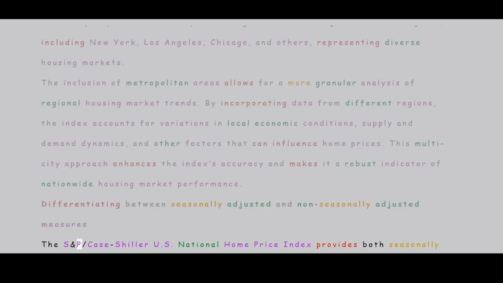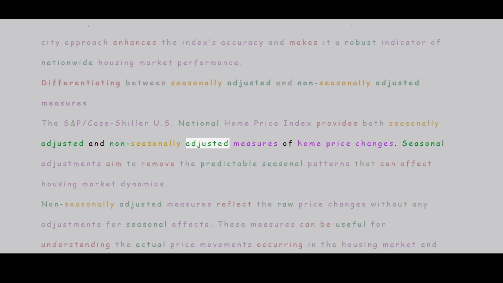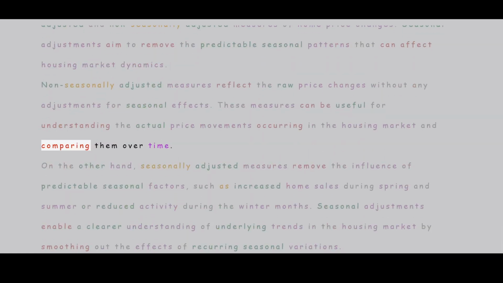The S&P/Case-Shiller U.S. National Home Price Index provides both seasonally adjusted and non-seasonally adjusted measures of home price changes. Seasonal adjustments aim to remove the predictable seasonal patterns that can affect housing market dynamics. Non-seasonally adjusted measures reflect the raw price changes without any adjustments for seasonal effects. These measures can be useful for understanding the actual price movements occurring in the housing market and comparing them over time.